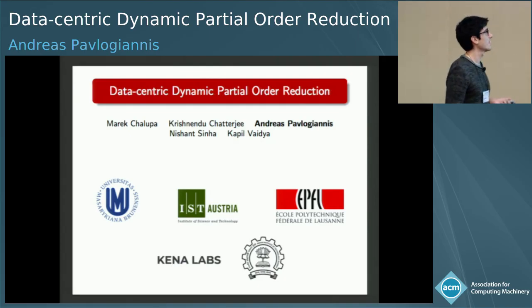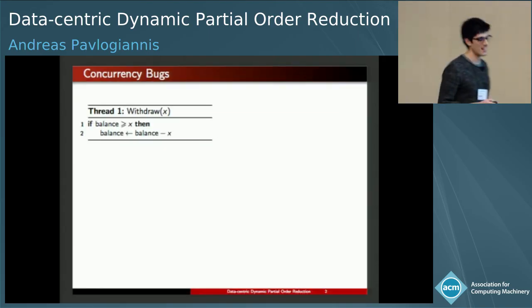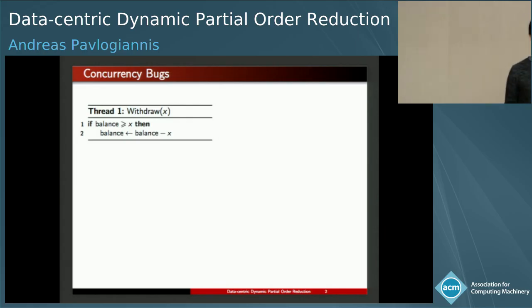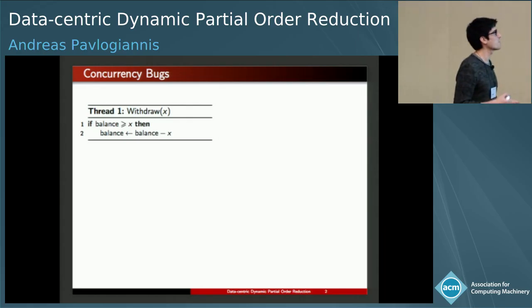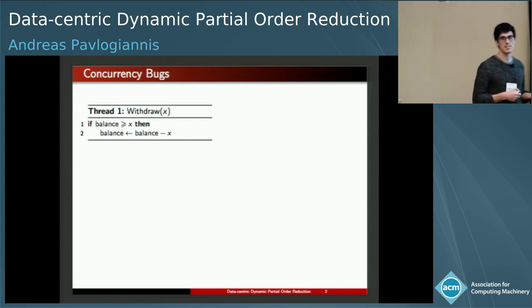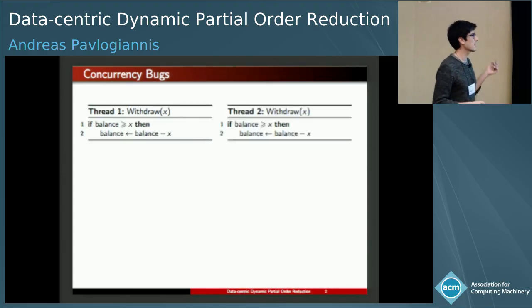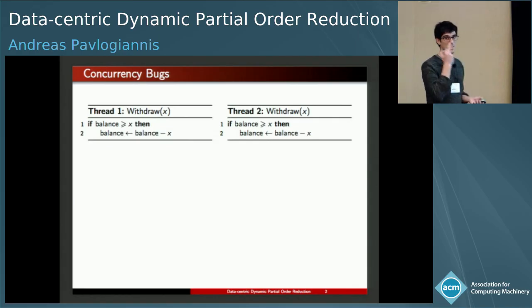Let me start slow with the standard classical bank account example. You're keeping track of the balance of your bank account, and you want to implement a function for withdrawing an amount X out of it. This is more or less the code you would write. You would test whether the balance is enough to support the withdrawal, and if so, you would update the balance with whatever remains. This is a fine piece of code in a sequential setting, but not in a concurrent one. In particular, if you have two of them running in parallel, you can run into trouble.